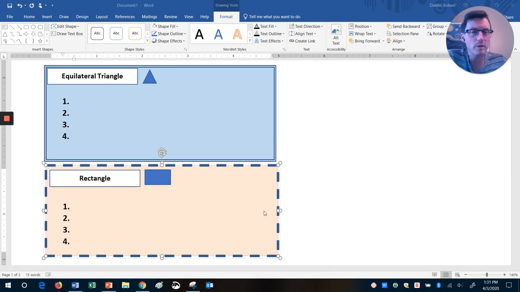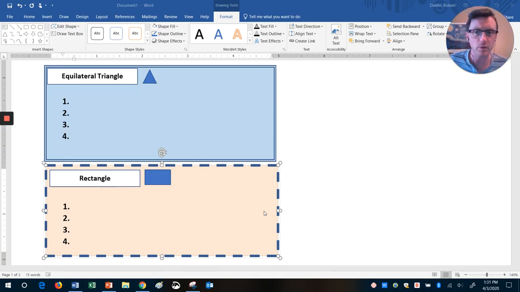So to do that, we're going to do what's called a Venn diagram. And a Venn diagram is just a way for you to graphically organize pieces of information and say, okay, which pieces of information are the same in both of these and which pieces of information are different.